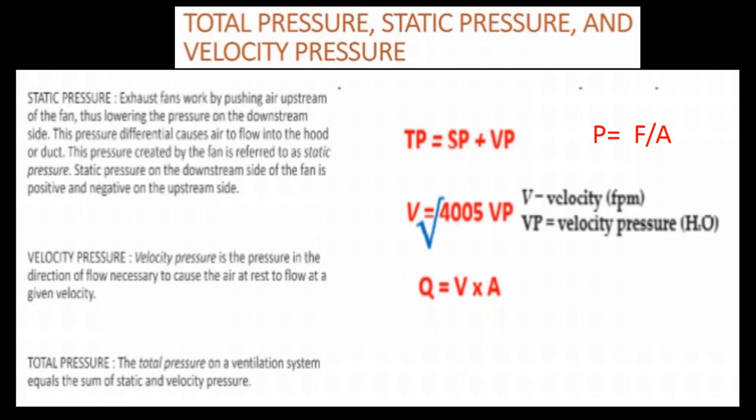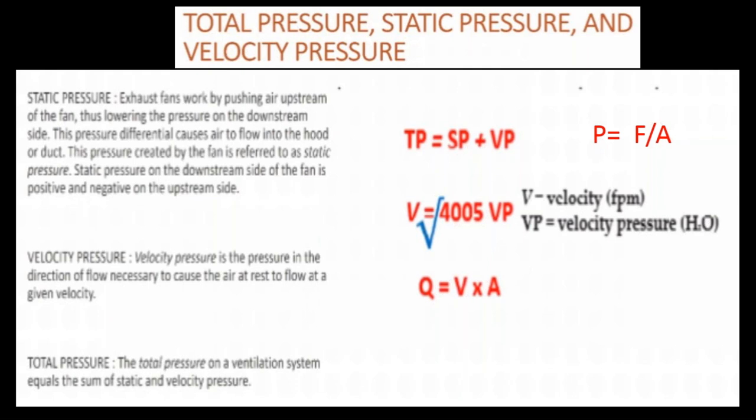If we measure the velocity pressure, here we can see the formula. This is velocity pressure, equal to 4005 times the square root of velocity pressure. If we know velocity pressure from this formula, we can calculate the velocity. One important thing is how we measure static pressure and how we measure velocity pressure. Mostly we measure them with a Pitot tube.